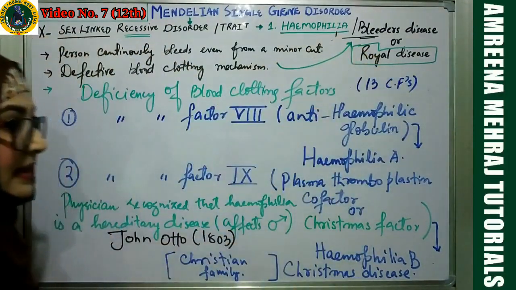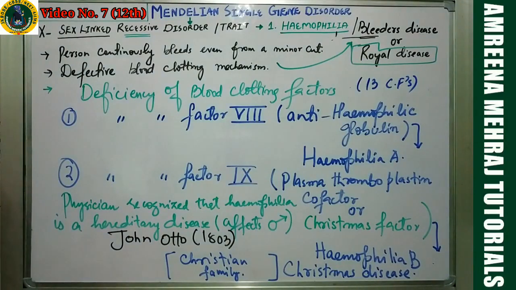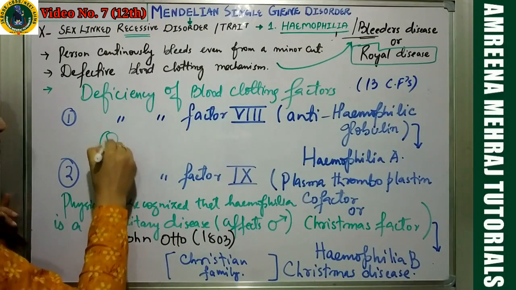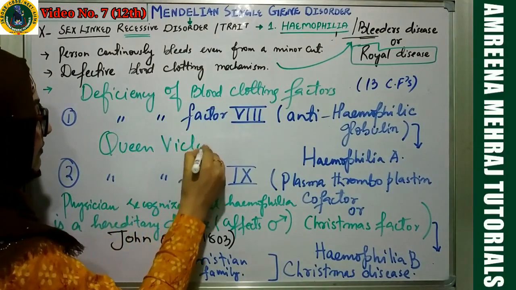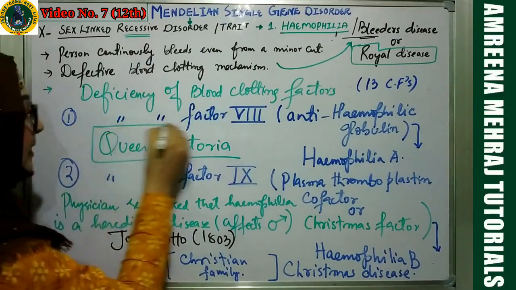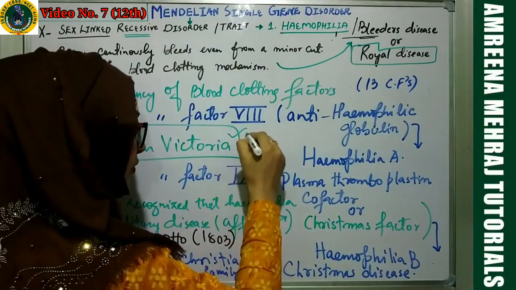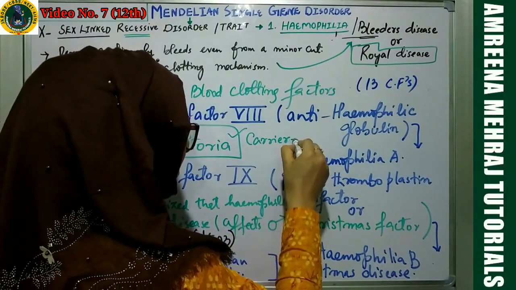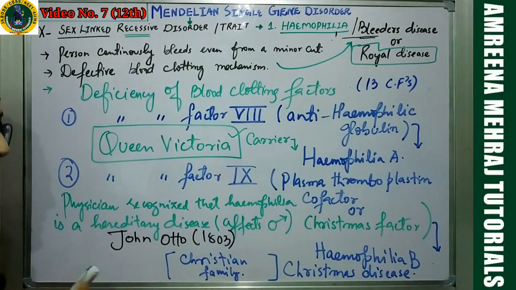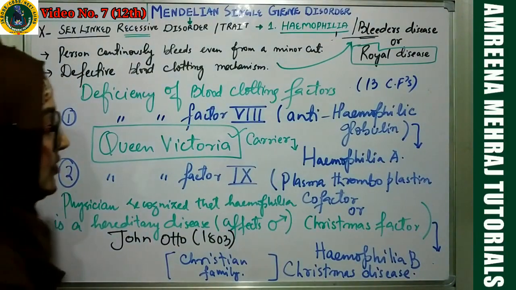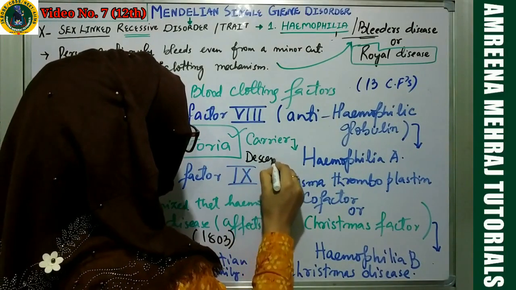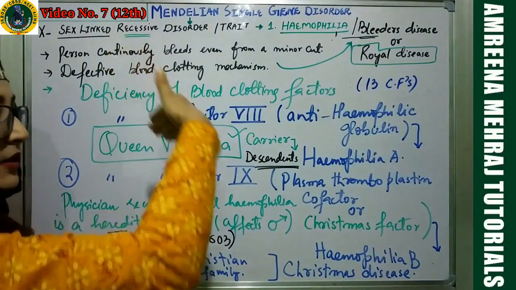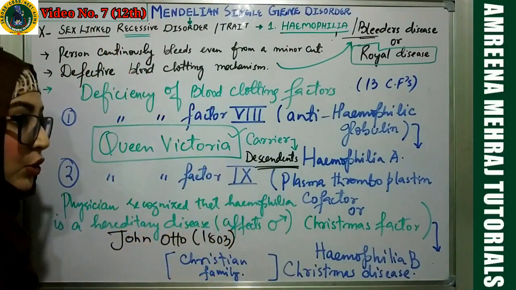Now, why is it called royal disease? That's very important, because this disease was seen in the family of Queen Victoria. Who is she? She is the Queen of England. And it was seen that she was the carrier for the disease. Because of her, the descendants of the family also showed the disease. So this was carried by the descendants, and this particular disease runs in the royal family, the family of Queen Victoria.